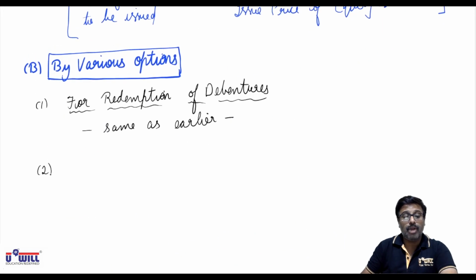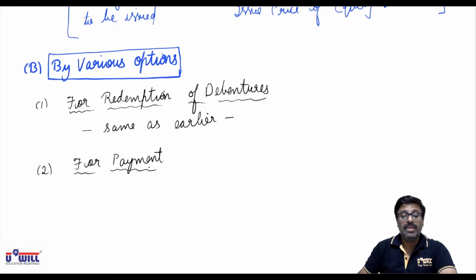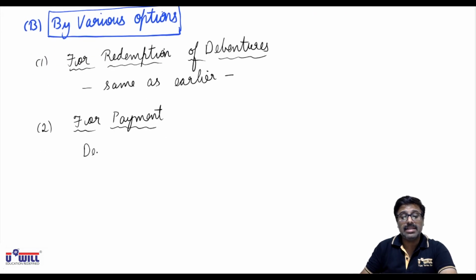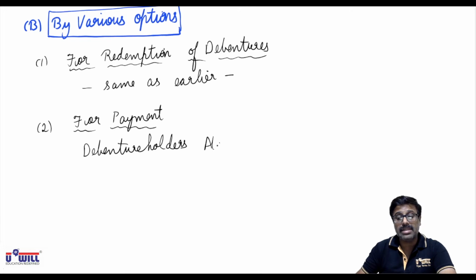Now, for payment, what will be the entry? Understand it. Since we are giving them various options, very first, debenture holders are the receiver, debit the receiver. So, debenture holders account debit. I repeat, debenture holders are the receiver, debit the receiver. So, debenture holders account debit.